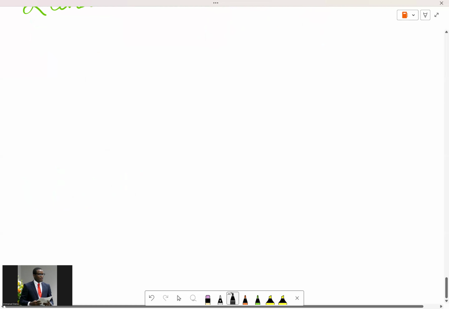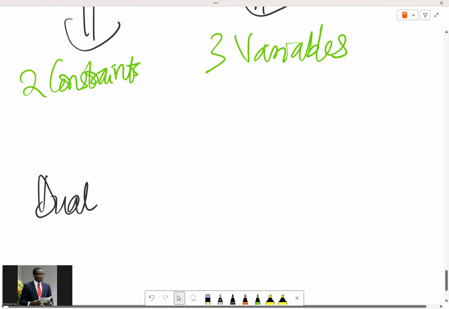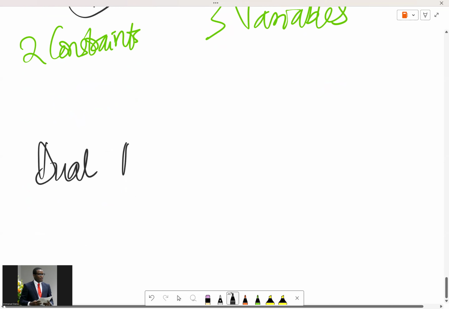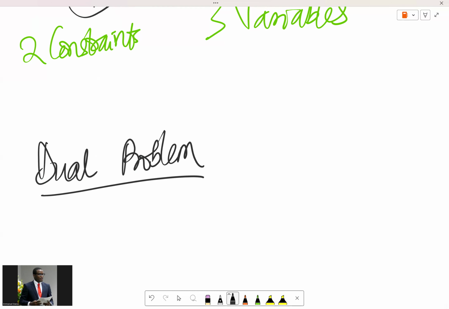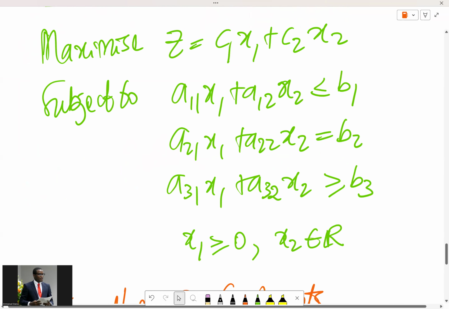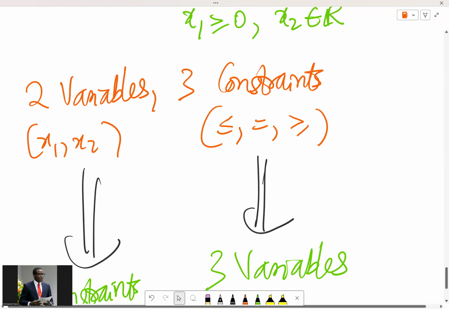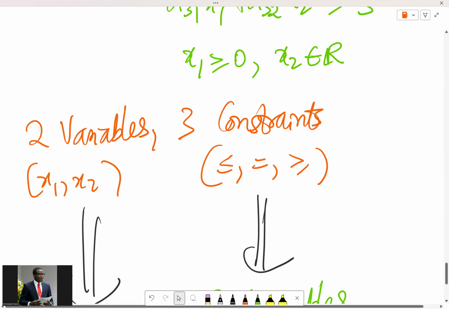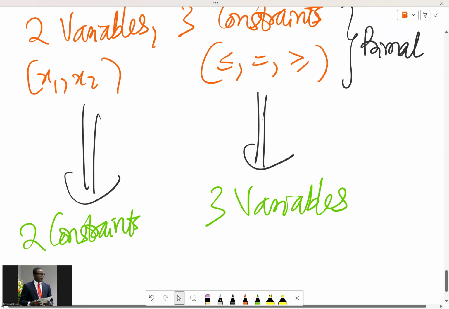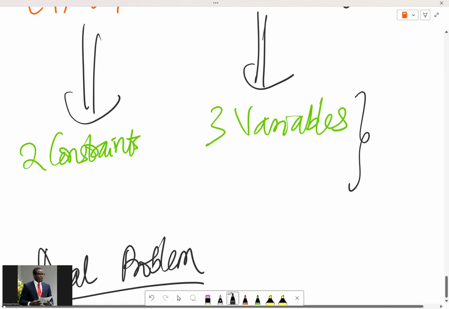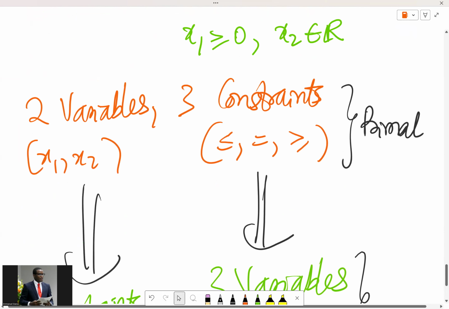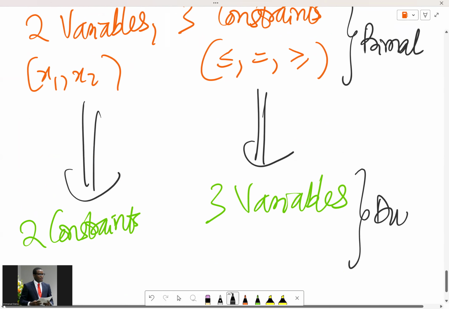So finally, let's go for the dual problem. Now that we know we are going to have two constraints and three variables, what does the dual problem look like? For the primal, we have two variables and three constraints. So for the dual, we are going to have two constraints and three variables.